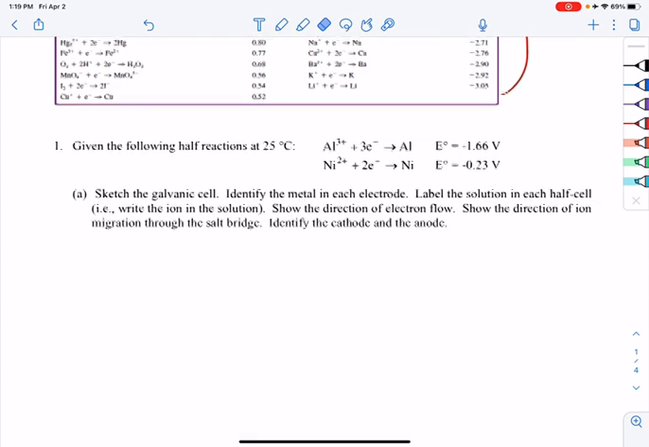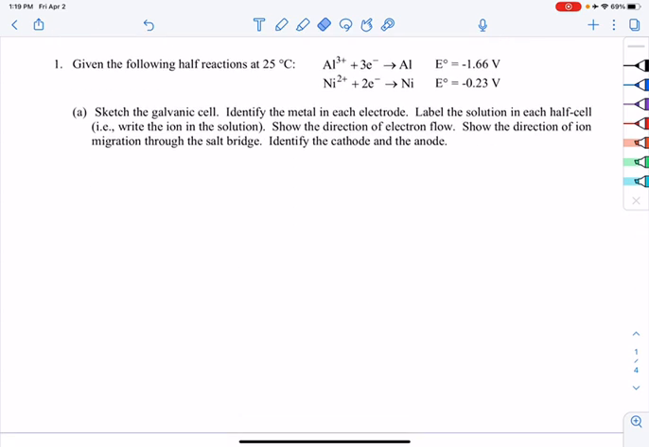So it says sketch the galvanic cell, identify the metal in each electrode, label it all, and so on. The important thing here is that it says galvanic cell, right? And what does that mean? By definition, that means that the voltage for the cell must be greater than 0. That's what a galvanic cell is. So why is that important? Because that's going to tell us which one of these two reactions is going to be oxidation and which is going to be reduction.